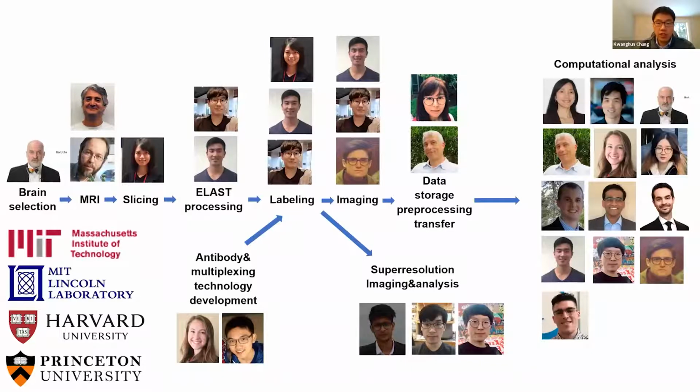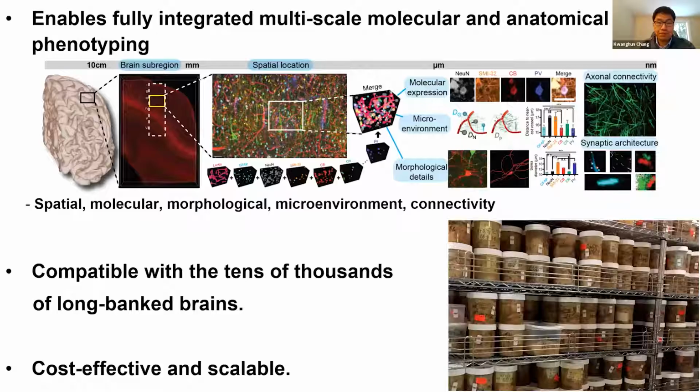So to tackle this challenge, I have been working with a large team of incredibly talented engineers and scientists at multiple institutions listed here. And in the past 7 years, we have been working together to develop a full technology pipeline for scalable and holistic imaging and phenotyping of the human brain. Basically, we aim to develop platform technologies that allow extraction of spatial, molecular, morphological, environmental, and connectivity information all from the same brain at single cell resolution.